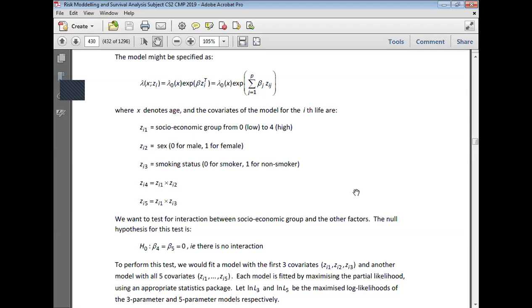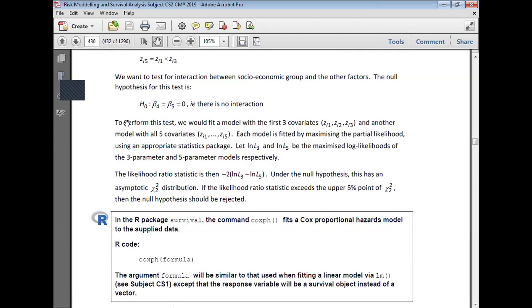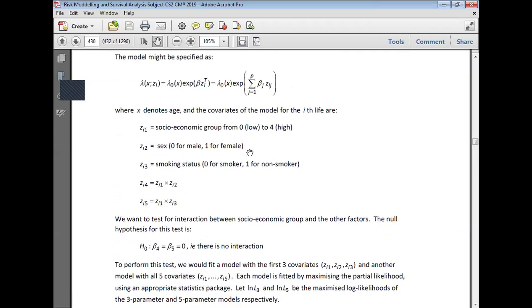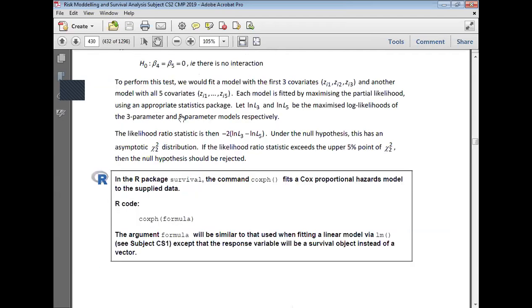So to check our hypothesis, we will use hypothesis testing. My null says that beta 4 and beta 5 are 0. It means that there is no interaction. And then you will test against it. So you will create one model with only Z1, Z2, and Z3, and the other model with Z1, 2, 3, 4, 5, so that you can figure out a likelihood ratio statistic, which will be minus 2 times log L3 minus log L5. And then you compare this with the chi-square distribution.